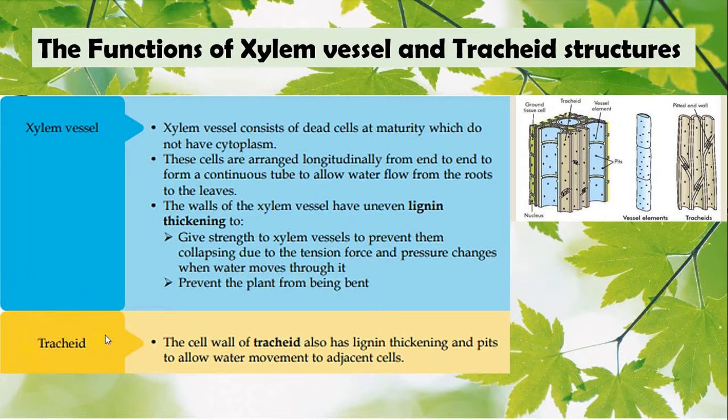Trachea. The cell wall of the trachea also has lignin thickening, and pits. Pits refer to the small pores here. They are very small, very fine holes. So these pits allow water to move to the adjacent cells. So that is the structure of the xylem vessel and trachea.